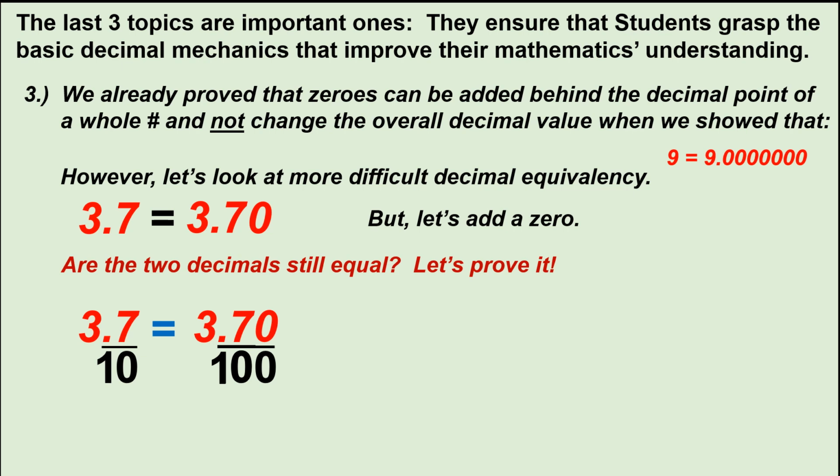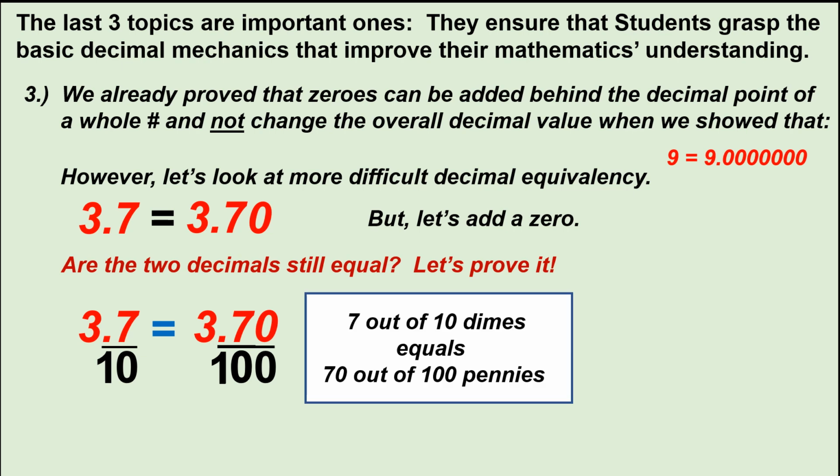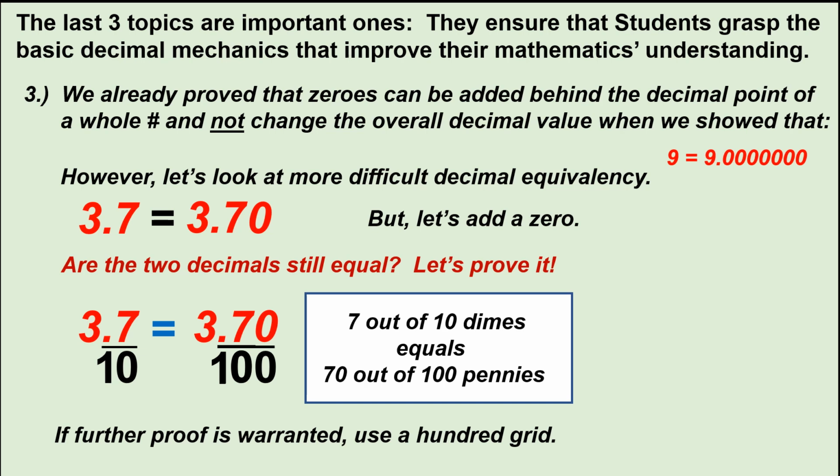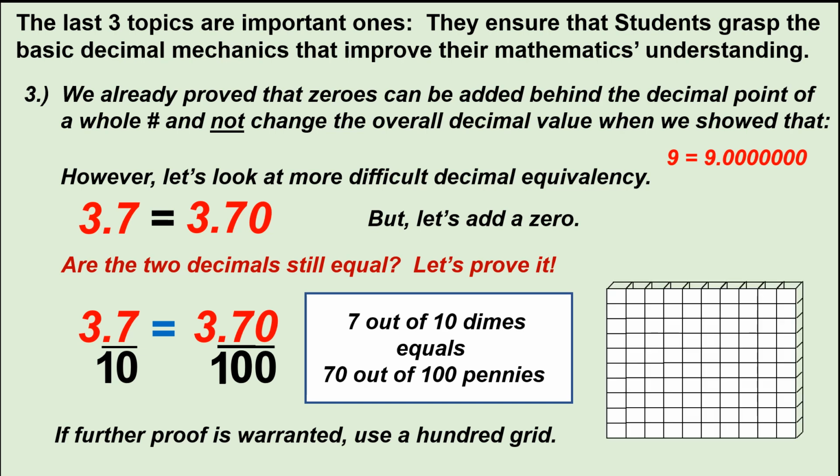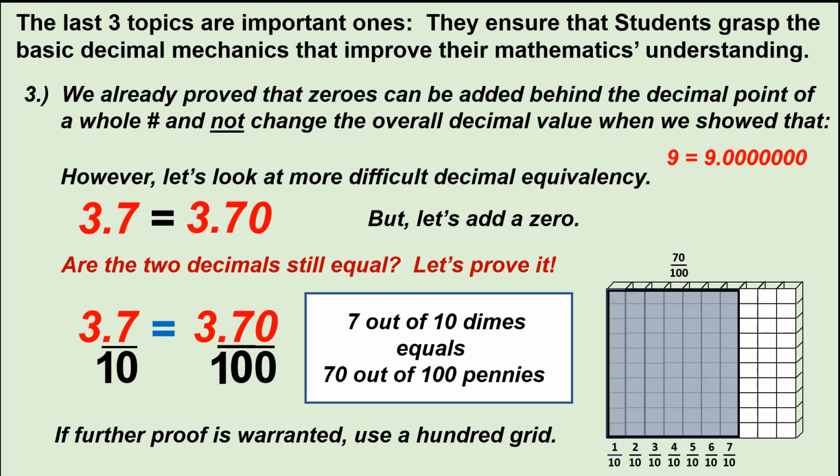Or we can use money to physically show the equivalency is also valid. 7 out of 10 dimes equal 70 cents, equals 70 out of 100 pennies, which is also equal to 70 cents. If further proof is warranted, have your students use a 100 grid. Have students shade 7/10. Then, using the same grid, have students shade 70 over 100. They will discover that 7/10 and 70 100ths are equivalent. They occupy the same area. Therefore, 3.7 is also equal to 3.70.